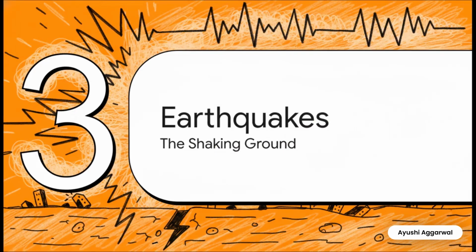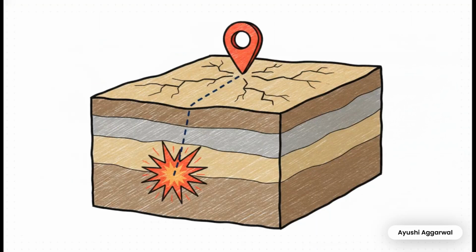Section 3, earthquakes, the shaking ground. Now, this right here is a major exam trick. Examiners love, and I mean love, to confuse you between the hypocenter and the epicenter. Let's clear it up. The hypocenter, also called the center or focus, is the actual starting point of the earthquake deep down inside the crust. The epicenter, on the other hand, is the point on the surface exactly vertically above it.